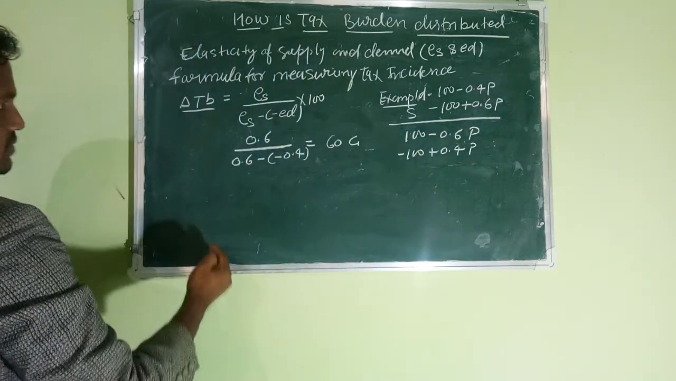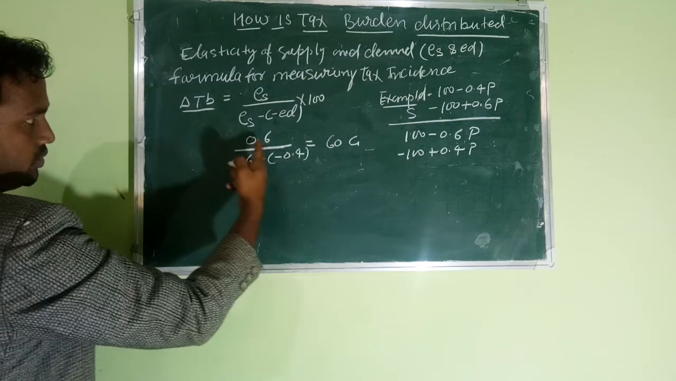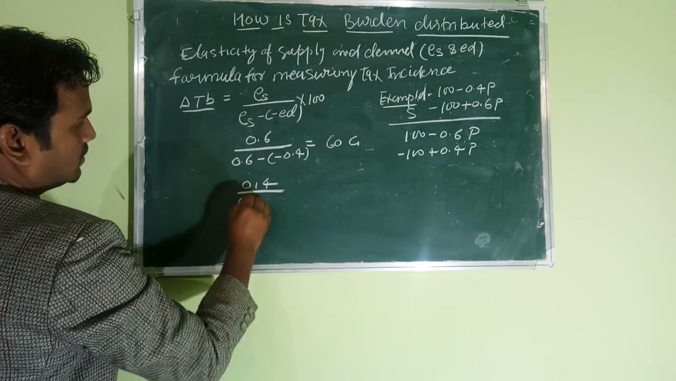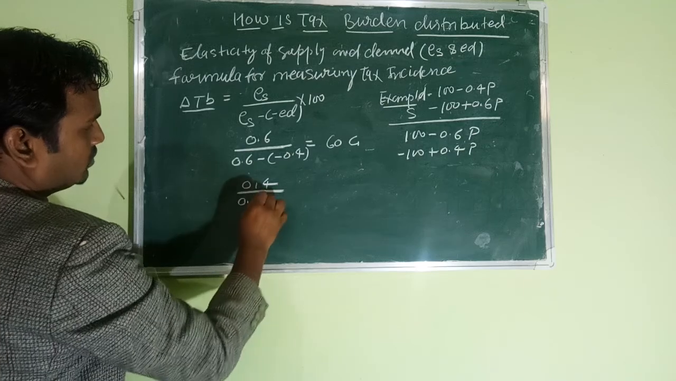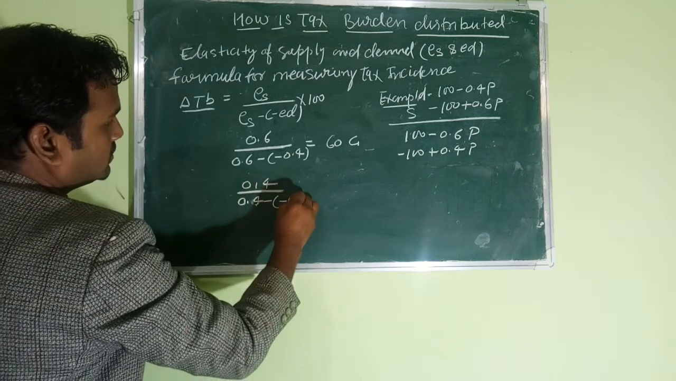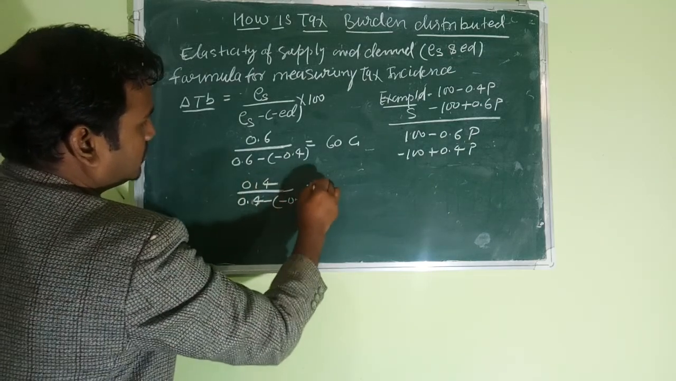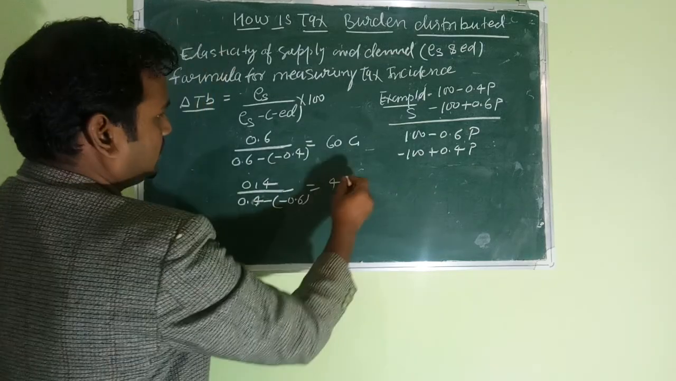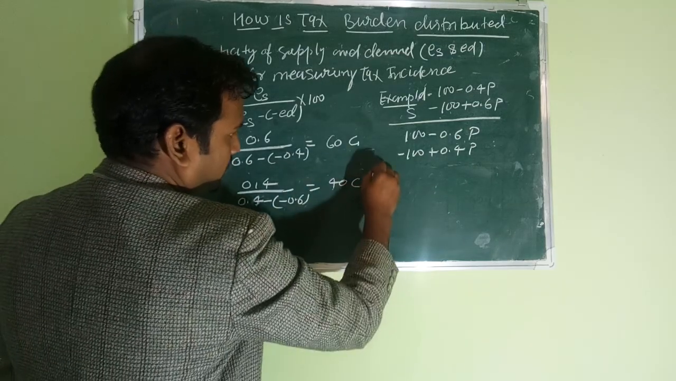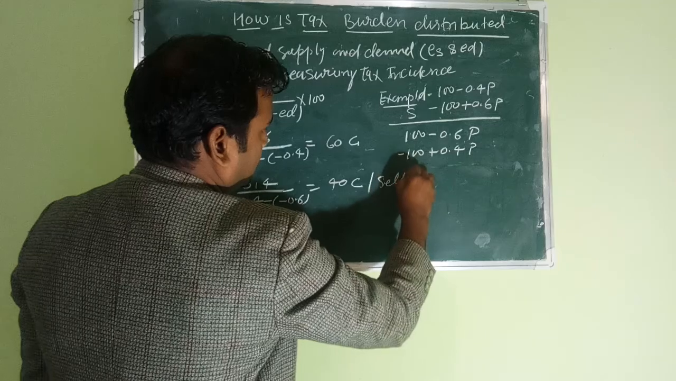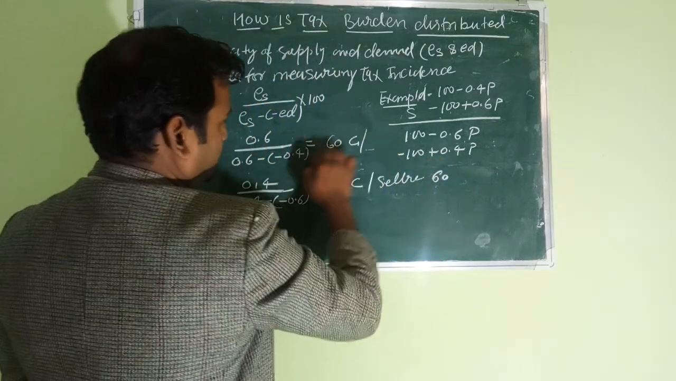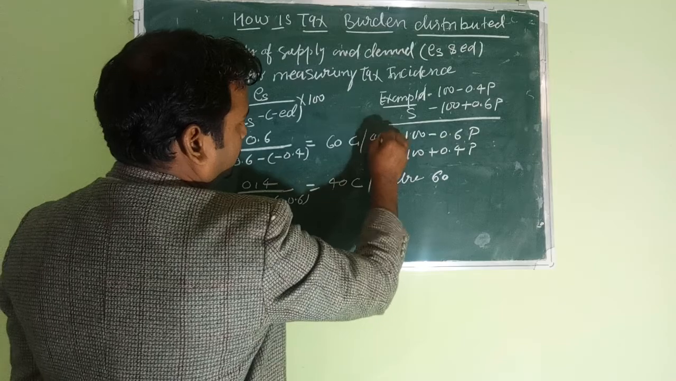In this case, next again you can find 0.4 upon 0.4 minus 0.6. It means it is called 40%. 40% is paid by the consumer, the rest by the seller. The seller is 60% and the consumer is 40%.